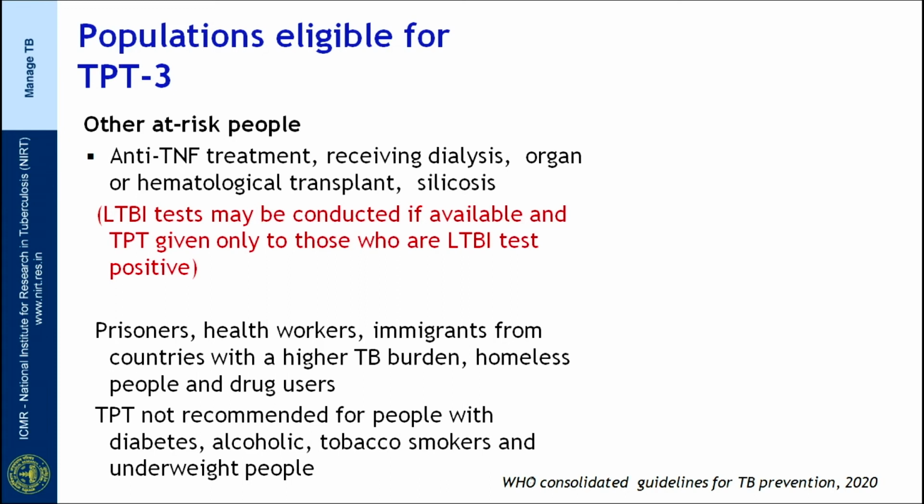But if these individuals, people with diabetes, alcohol use, tobacco smokers and underweight people, have one of the above mentioned conditions, that is if they are people living with HIV or household contacts of tuberculosis patients or come into another at risk population, if they are on anti-tumor necrosis factor treatment, receiving dialysis, organ or hematological transplant or have silicosis, then these individuals are also eligible to receive TPT. But standalone diabetes, alcohol, tobacco smoking and underweight need not receive TPT even though they are at high risk.